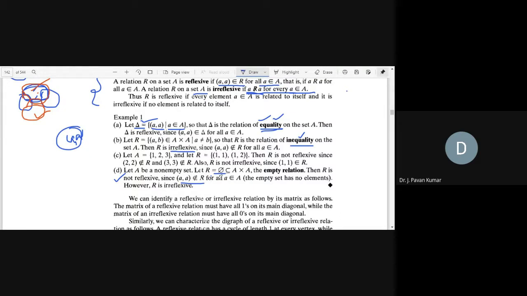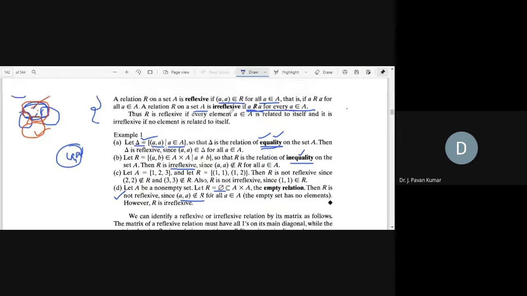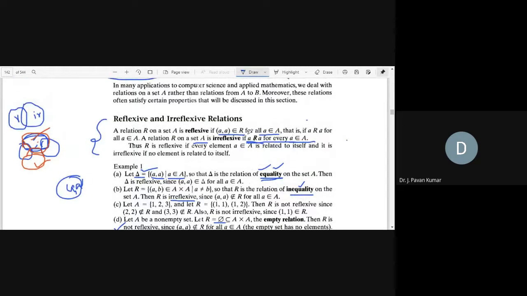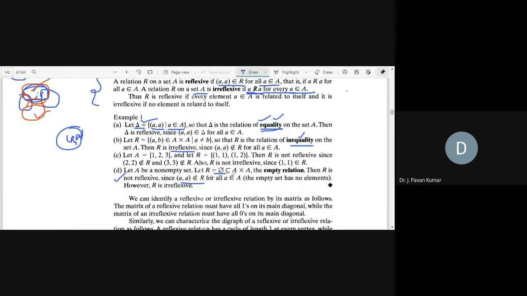Can we consider it as irreflexive? What is the constraint for irreflexive? No pair of the form a comma a. So here we don't have any pair of the form a comma a. Of course, we don't have any tuple itself in the relation, so we can consider it as irreflexive. Got my point? Yes. Shall I repeat the last point?